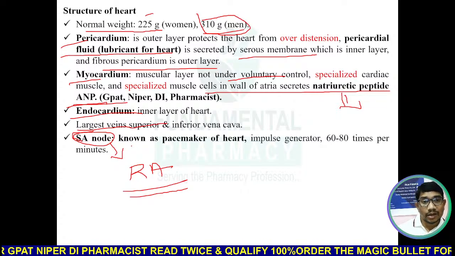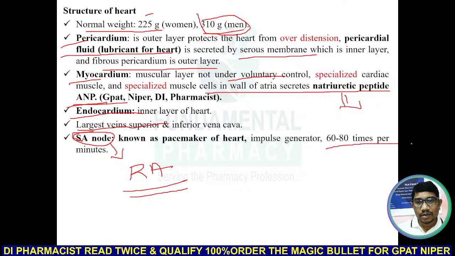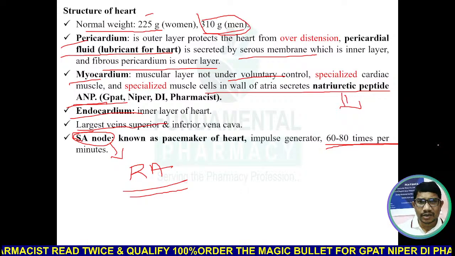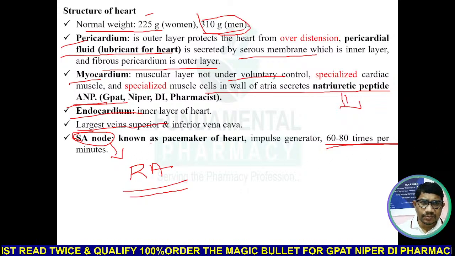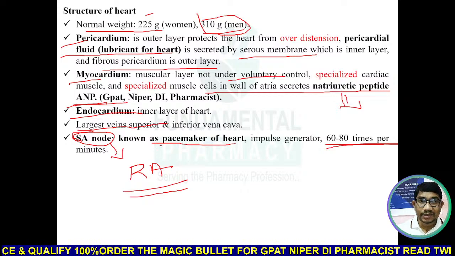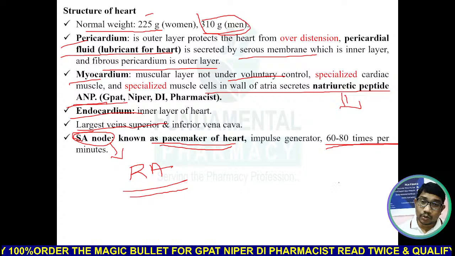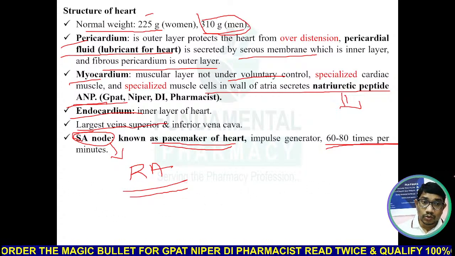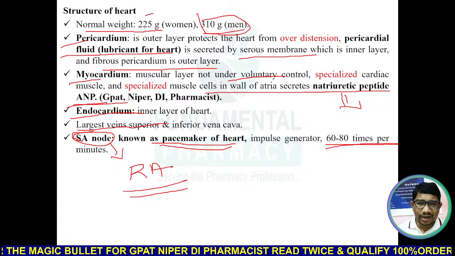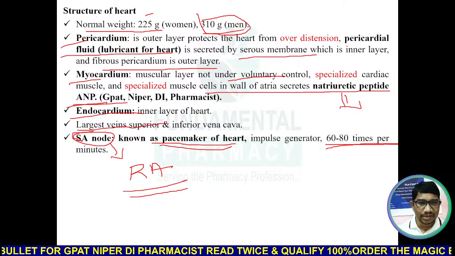impulse around 60 to 80 times per minute, 60 to 80 impulses per minute, known as the pacemaker of your heart. The pacemaker of your heart. So your heartbeat is regulated by the pacemaker. Heartbeat कौन regulate करता है? Pacemaker.